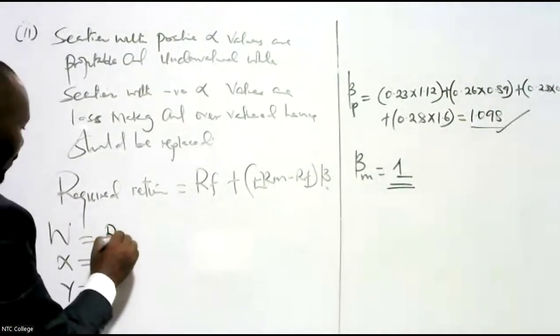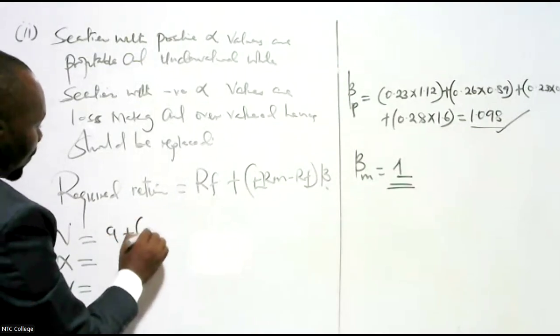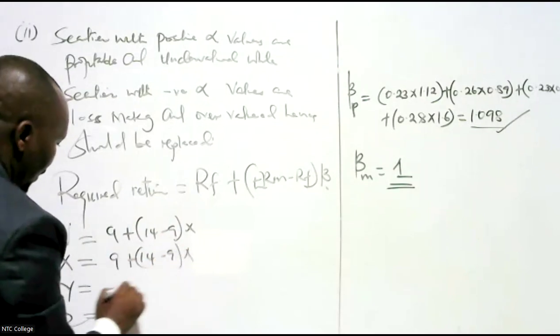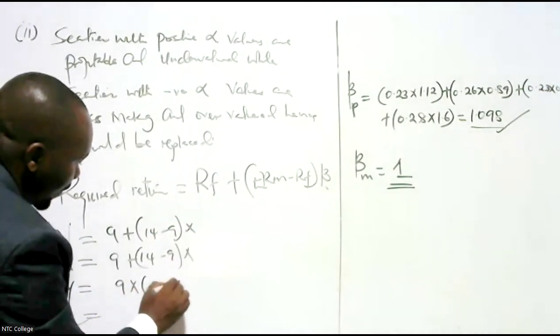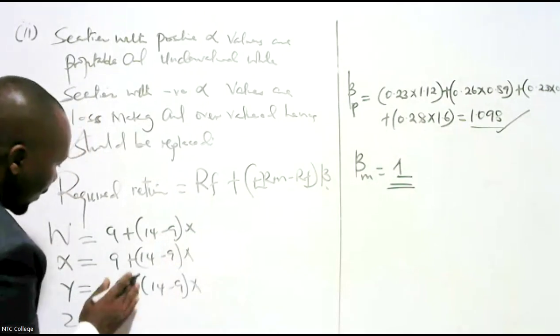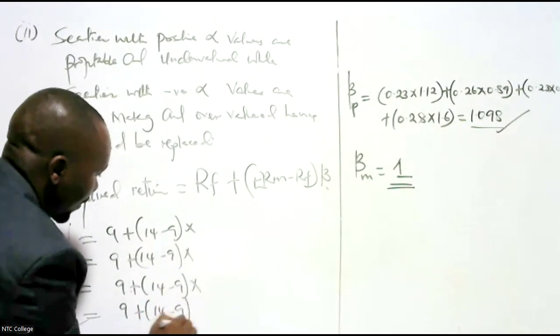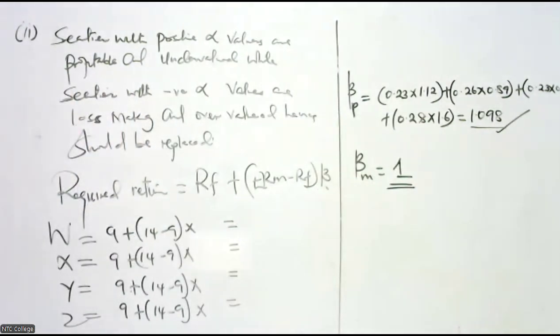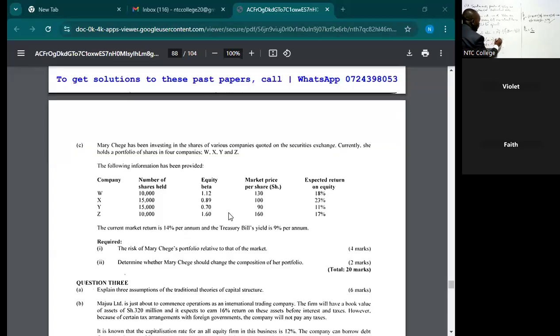So we shall have RF, which is 9 plus 14 minus 9 times beta, for each of the securities. Those figures are going to be given here. Only that I forgot them. Can't remember. So I just align them here. We have 1.12. We have 0.89. Then we have 0.70. Then we have 1.60.